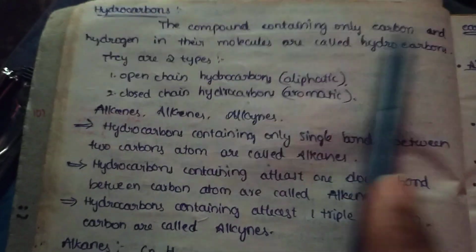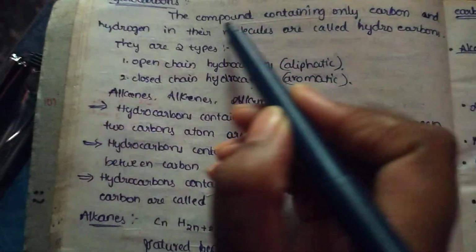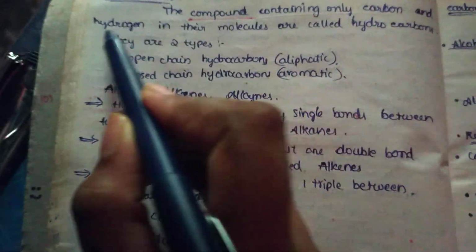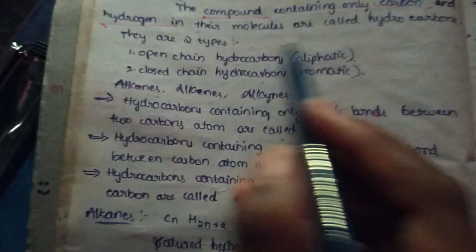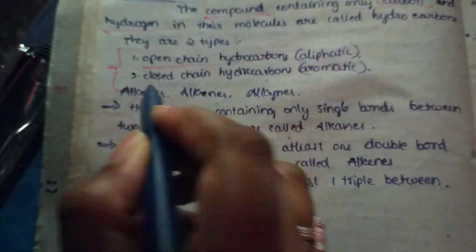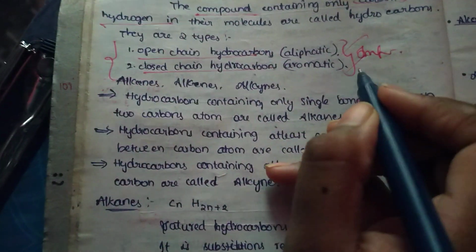Hydrocarbons. The compounds containing only carbon and hydrogen in their molecules are called hydrocarbons. It's very simple, right? Simple to remember. These are of two types: open chain hydrocarbon and closed chain hydrocarbon, aliphatic and aromatic. Very important.